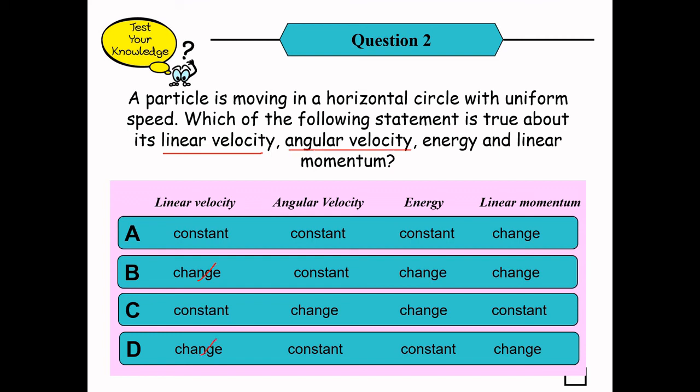Angular velocity. The angular velocity is constant since it continually sweeps out a constant arc length per unit time. Energy. Energy is a scalar quantity, E equals mgh plus half mv squared. Energy depends on the magnitude of speed. Since the speed is not changing, the energy remains the same.